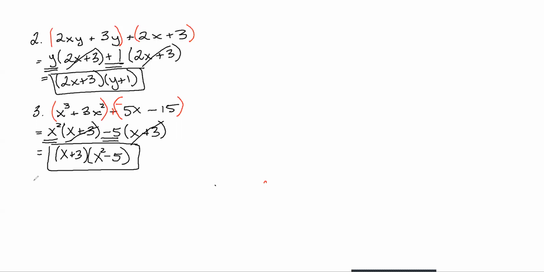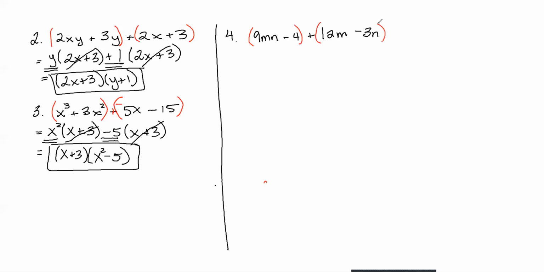All right, let's go ahead and do one more. Do it over here so we have plenty of room. This one here, we're given 9mn minus 4 plus 12m minus 3n. So let's go ahead and look at this one. Let's go ahead and start grouping. Group the first two terms, the last two terms, leave the plus sign in the middle.